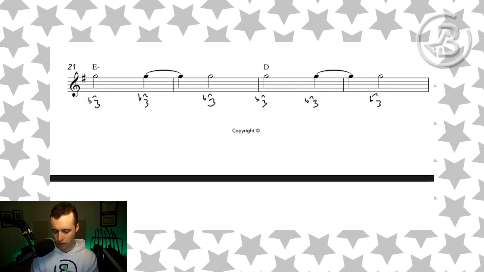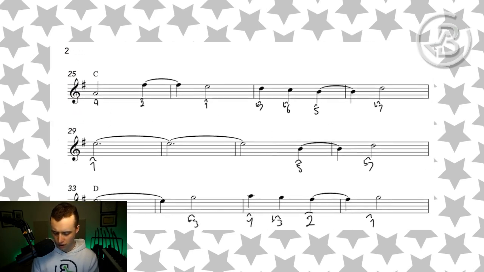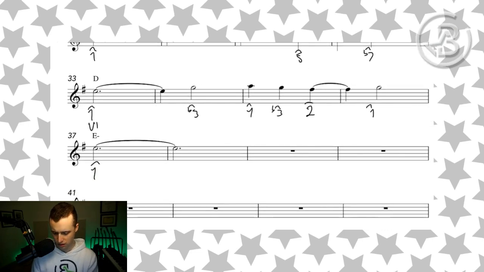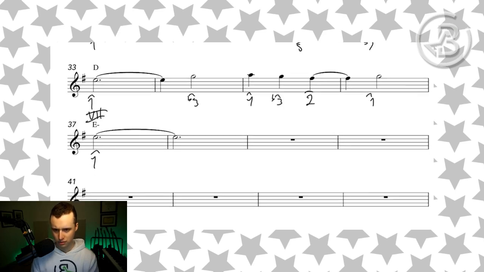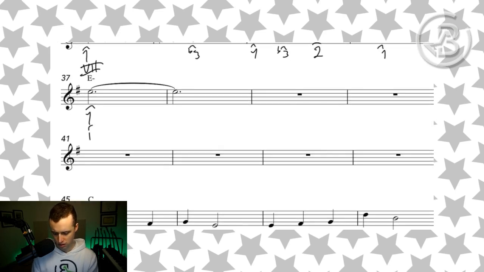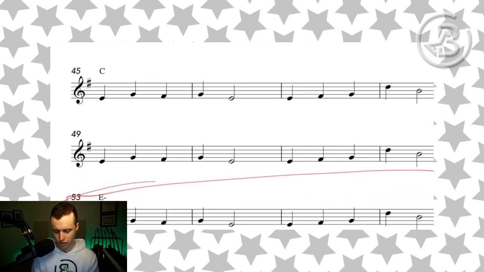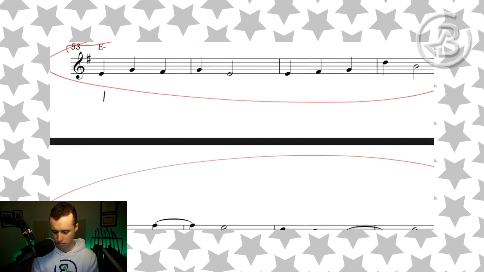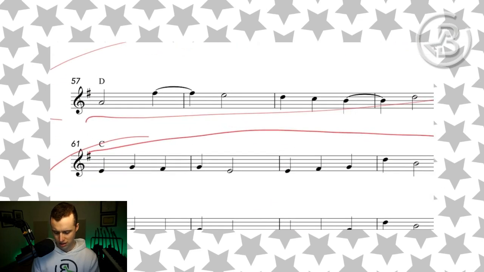Okay, measure 21, 2 measures per chord. Interesting there. 5, we're back to 6. Then we hang out on 6 for a while. Then we're on 7. Then we're back to a 1. And then guess where we go? Sure enough, it's going to be 6. And then 53, we are back to 1. And then 7 is D. And C is 6.